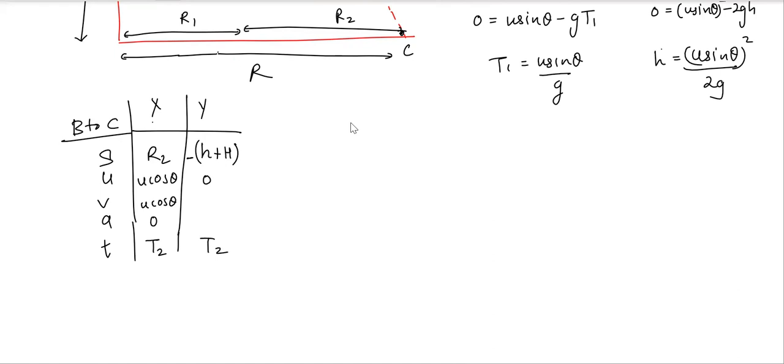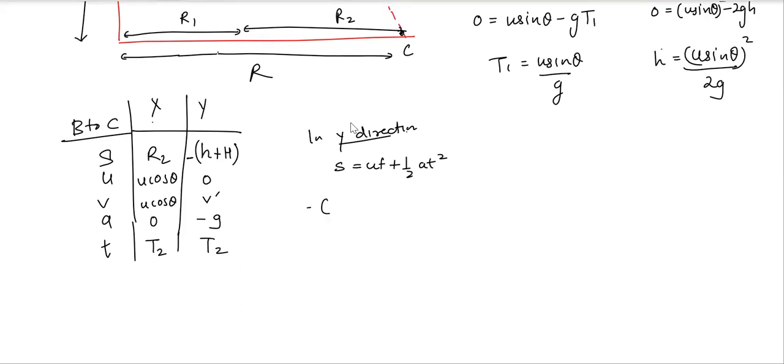And what will the final velocity be? Something that we can figure out. Let it be v dash, and the acceleration will be minus g. So again, I can use, in the y direction, s is equal to ut plus half at square.